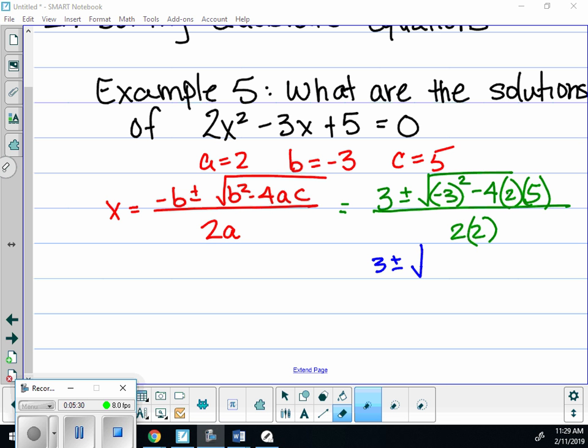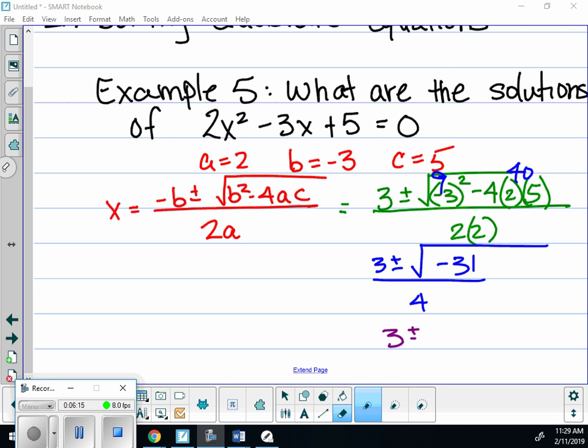3 plus or minus the square root of, we said that negative 3 quantity squared is 9, and 4 times 2 times 5 is 40. 9 minus 40 is negative 31. 2 times 2 is 4. What you're going to do at this point is look and see, can we break down the square root of 31 at all? Okay, answer is no, we can't. But if we could, you would want to do that. Pull out anything that you can. Pull out any pairs. There aren't any.